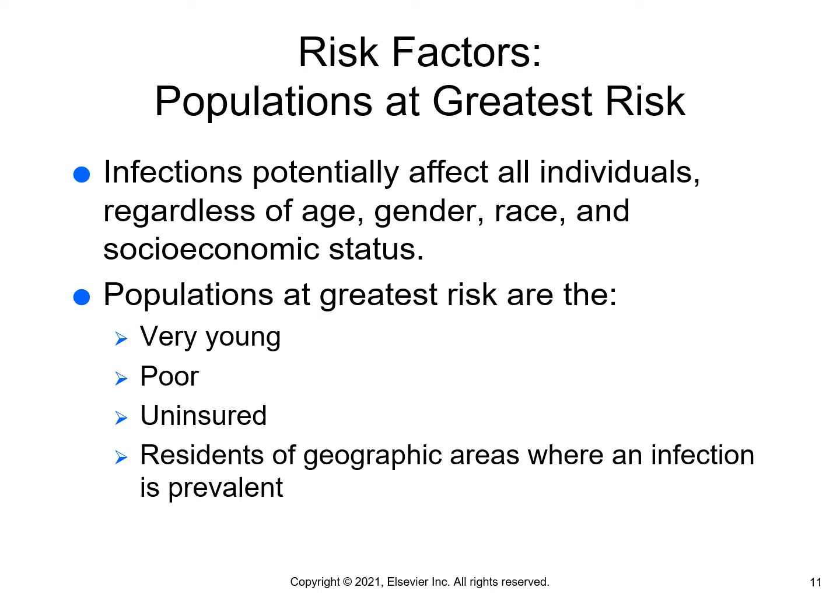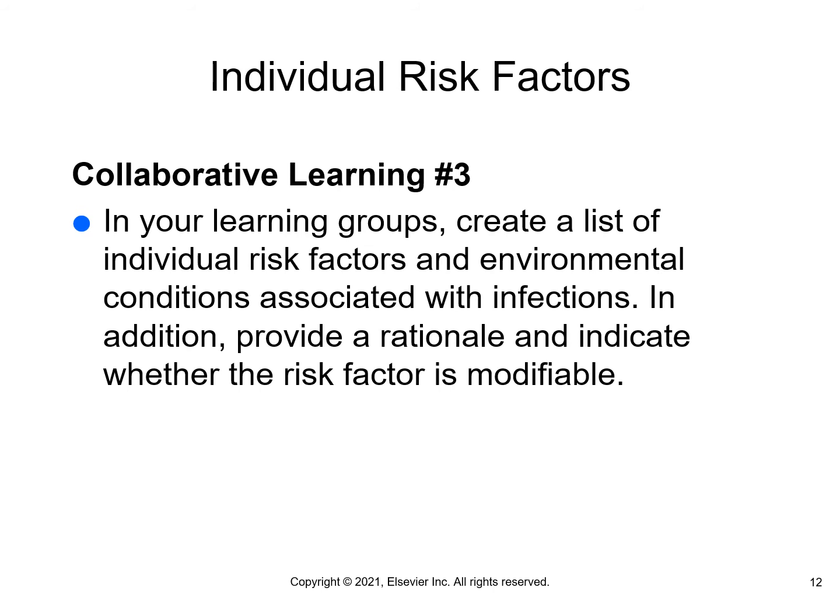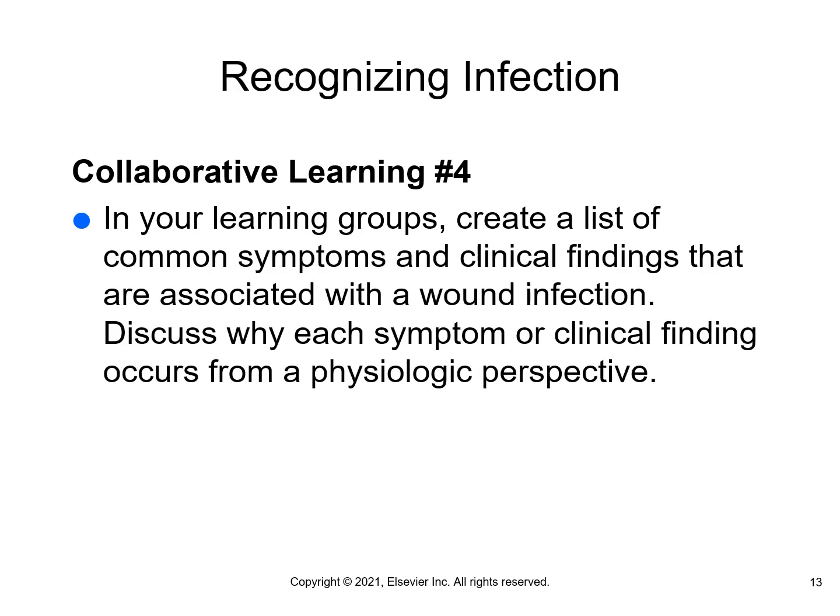but mostly a compromised host with either an immunodeficiency or a chronic illness, those with diabetes, those with heart failure, kidney failure will be your patients who are at greatest risk for getting infections. So we'll talk about and bring some of the list of individual risk factors and some environmental factors that you know about when we're in class.